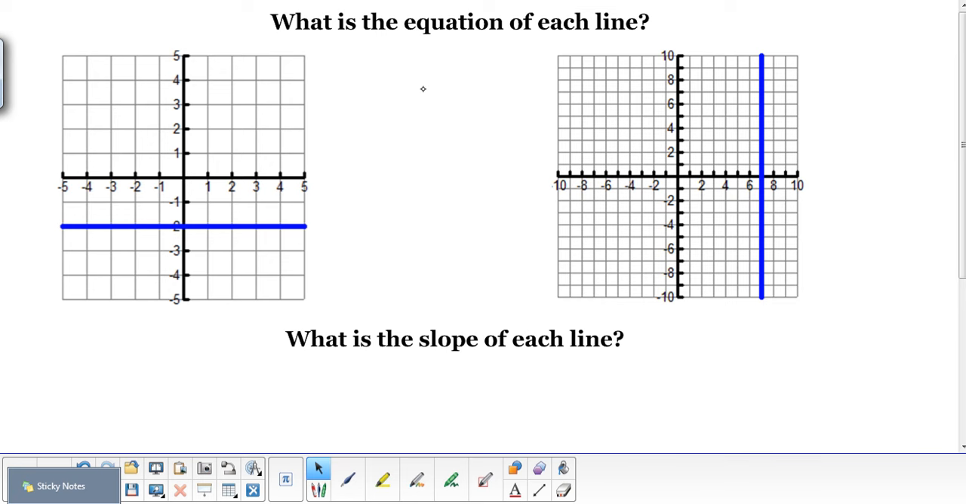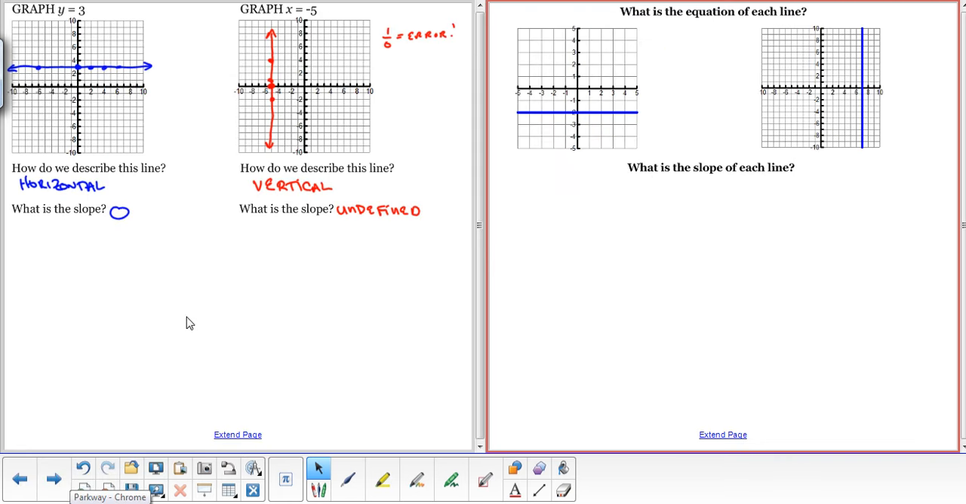What is the equation of each line? What I notice about each of these is that this one's horizontal and this one's vertical. So when they're horizontal and vertical, if you go back a page, you'll notice that it was just one variable, y equals, or x equals. Whenever it's horizontal and vertical, there's only going to be one variable in the equation.